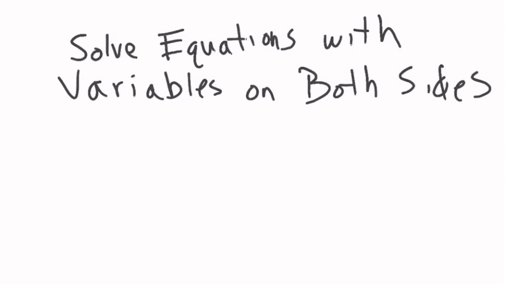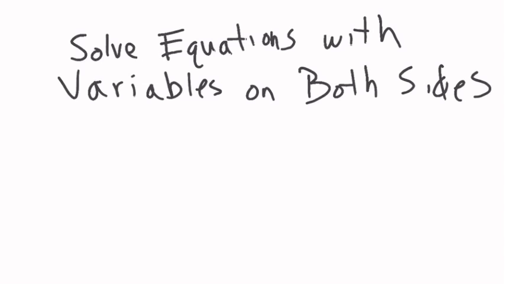Hello everyone. Today we're going to talk about how to solve equations with variables on both sides. So far you've learned how to solve one-step equations, two-step equations, multi-step equations, but now we're going to add a variable on the other side of the equal sign and try to solve for that specific variable.